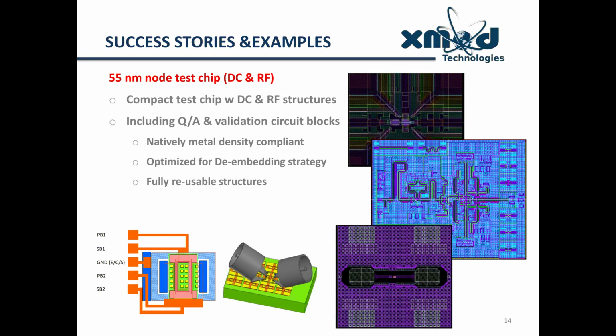Here this is a test key design for the 55 nanometer node. This is a compact test chip with DC and RF structures, including QA and validation circuit blocks. This is natively metal density compliant. That means that you don't need to run post-processing for the dummy fields or dummy cheesing of the complex process.